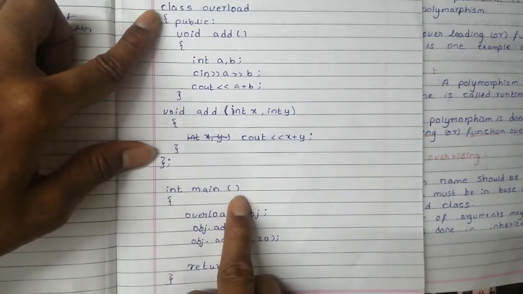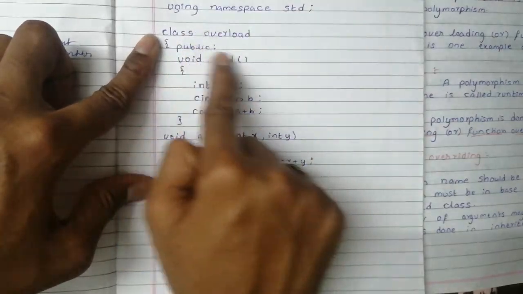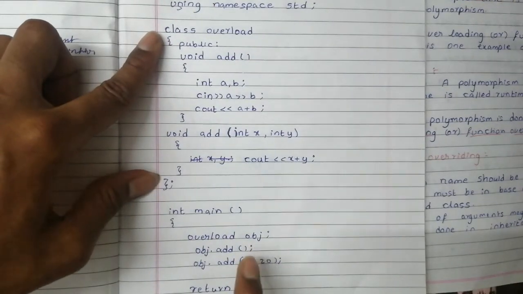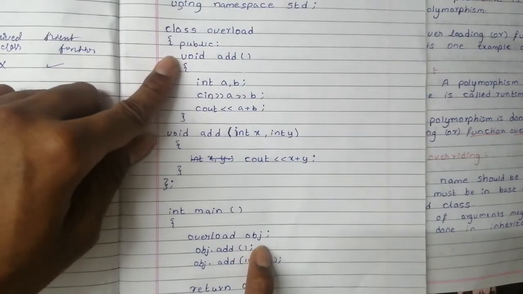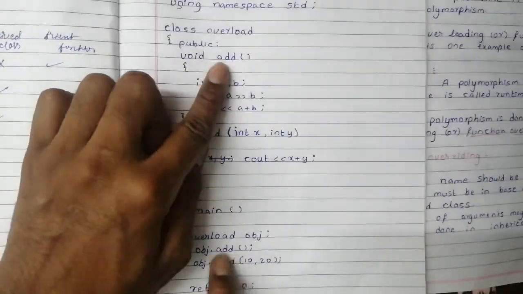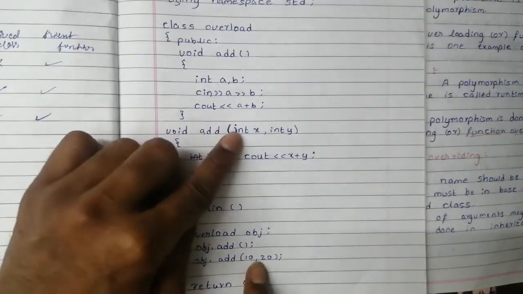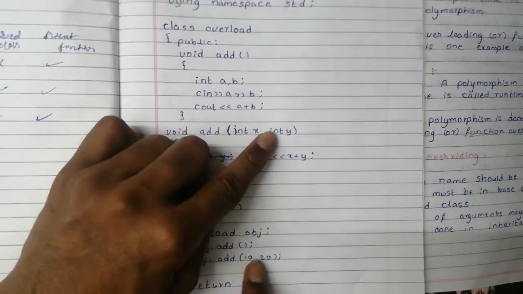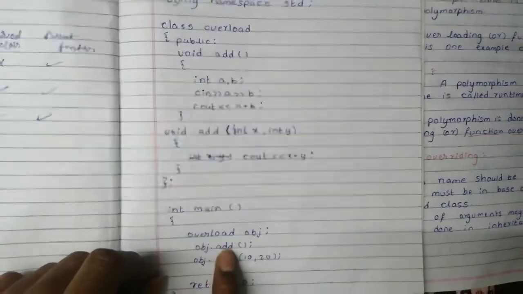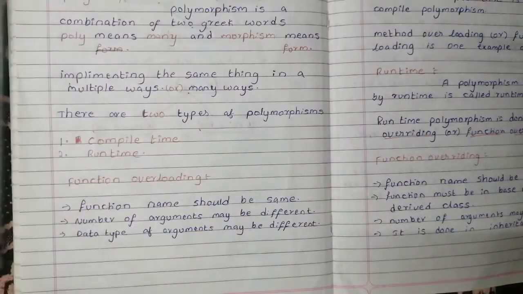And we have declared the int main function. In int main we need to call that overload, we need to call the class name. The class name is what? Overload. And we have called that overload here, overload obj. And we need to call the functions inside the class, obj dot what? Obj dot add. The first function is obj dot add without arguments, and the second one we need to call also, obj dot add with int x comma y. What is the int x value? 10, and int y value is 20. We have called both functions, this function and this function. Here the function name is the same but the arguments are different. This is called function overloading.